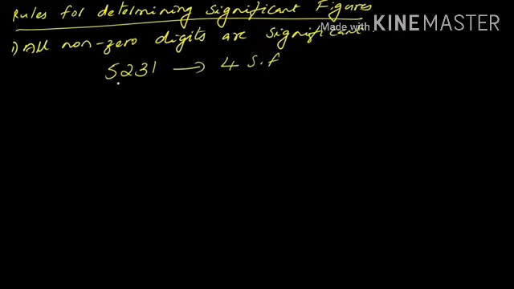For example, 5, 2, 3, 1, all are non-zero digits. So the number of significant figures is 4. Next example, 5000. Here there are 3 zero digits and only one non-zero digit. So the number of significant figures is only 1. We should not count the zeros present in it. So the first rule states that all non-zero digits are significant.